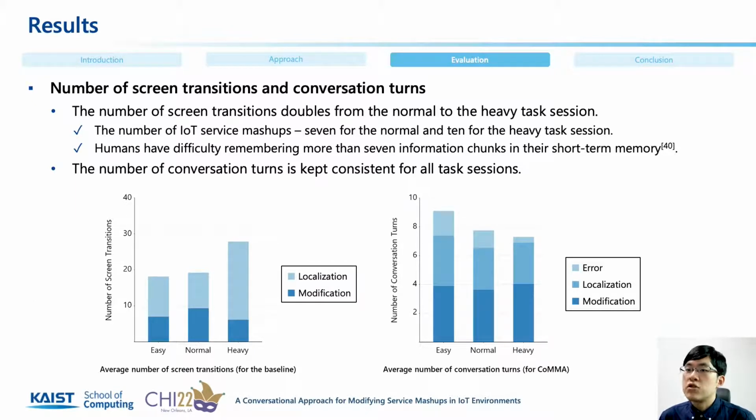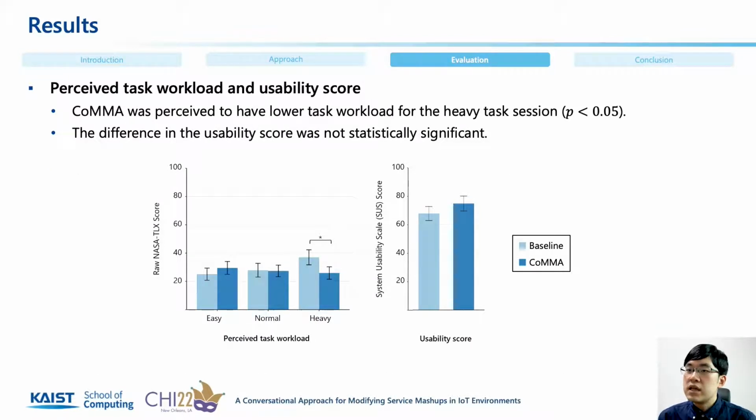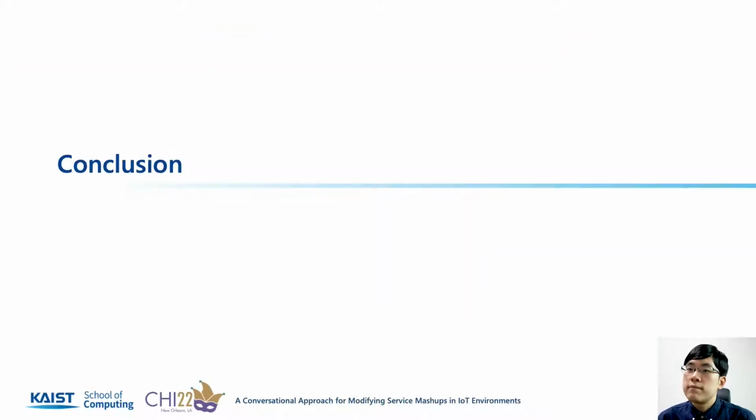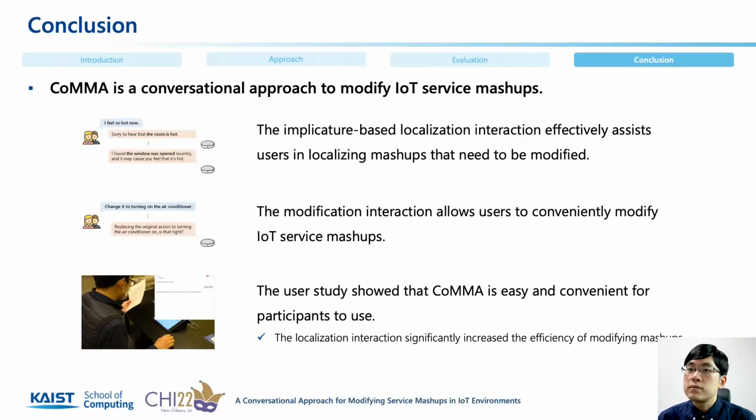It's known that the short-term memory capacity of a human is 7 chunks. However, for Comma, the number of conversation turns is consistent for all task sessions. Lastly, the task workload and the usability score. Comma was perceived to be easier than the baseline for the heavy task session, and overall, the usability scores were not too different. So, finally, let me conclude the presentation.